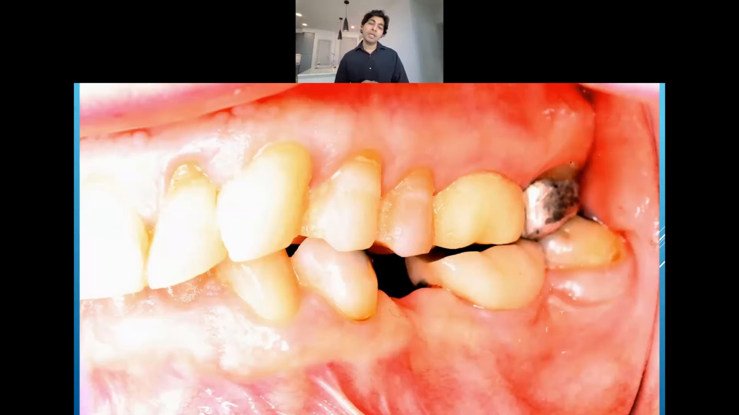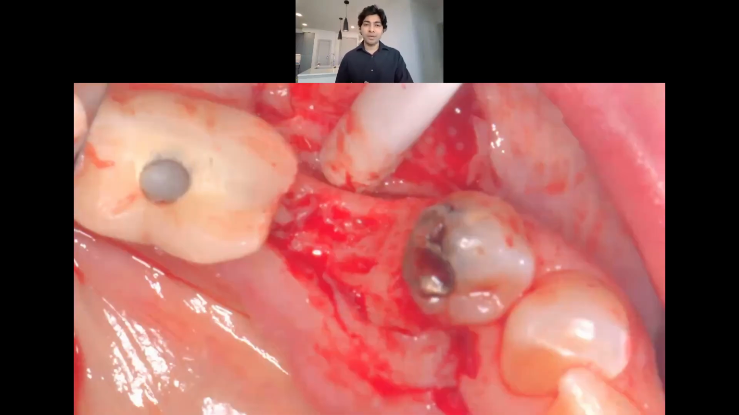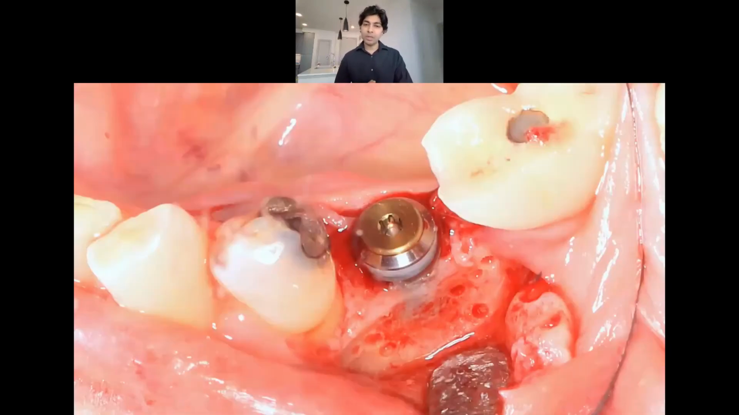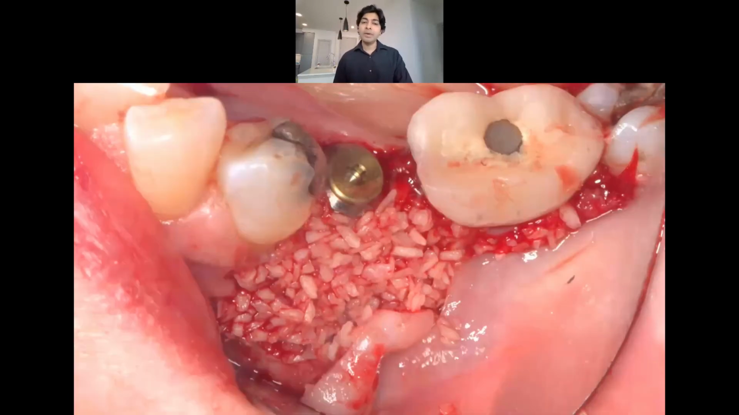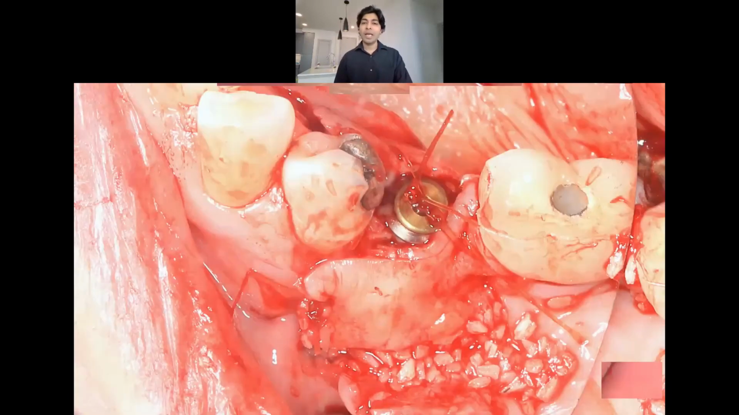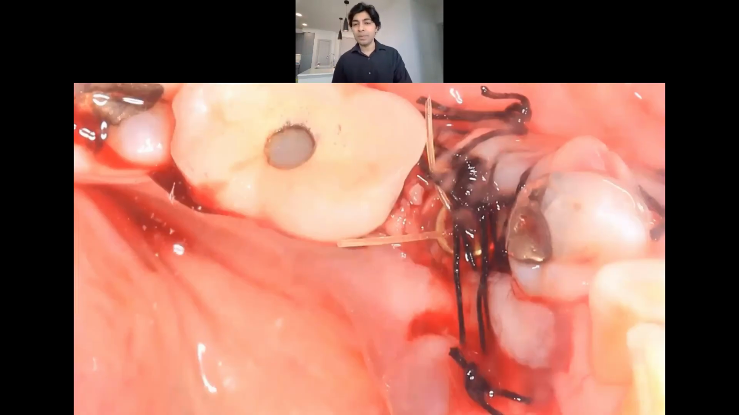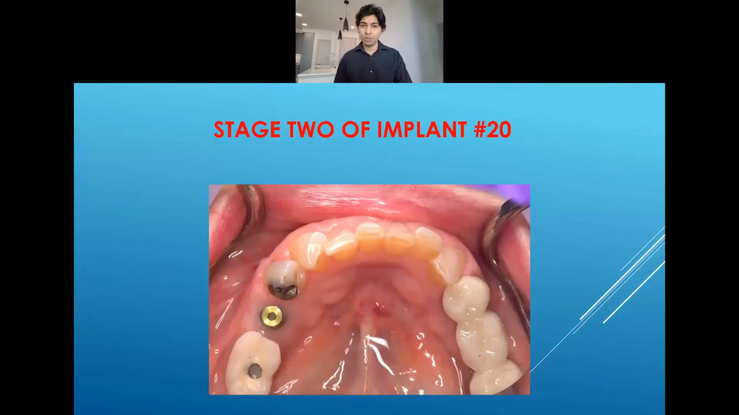So this is my patient who was missing number 20 area, came for a restoration of number 20. So I planned for the implant surgery, along with a free gingival graft. I opened up the soft tissue, prepared the osteotomy, placed the implant, grafted some bone graft, and added a free gingival graft along with that.